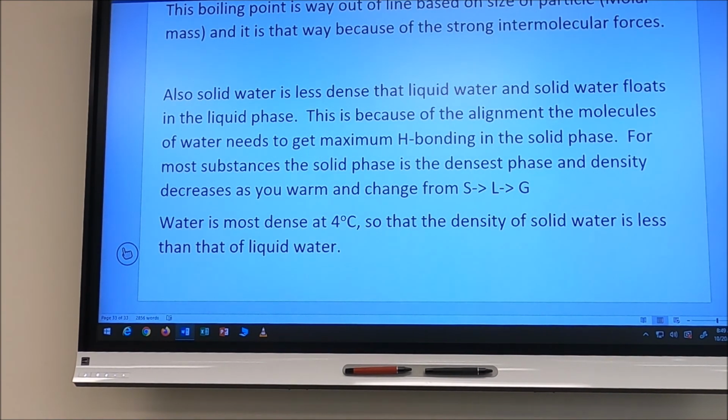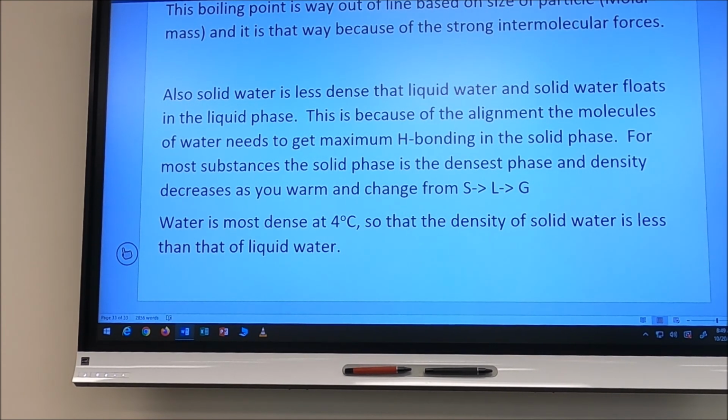So water in the solid phase is less dense than in the liquid phase, and solid water floats in liquid water. This is because of the alignment of the water molecules to get maximum hydrogen bonding in the solid phase. In the liquid phase, they don't line up to give the maximum of 4 hydrogen bonds for every water molecule.